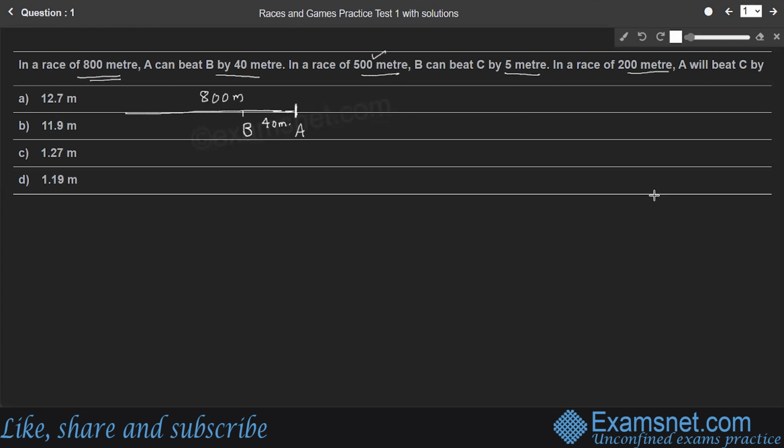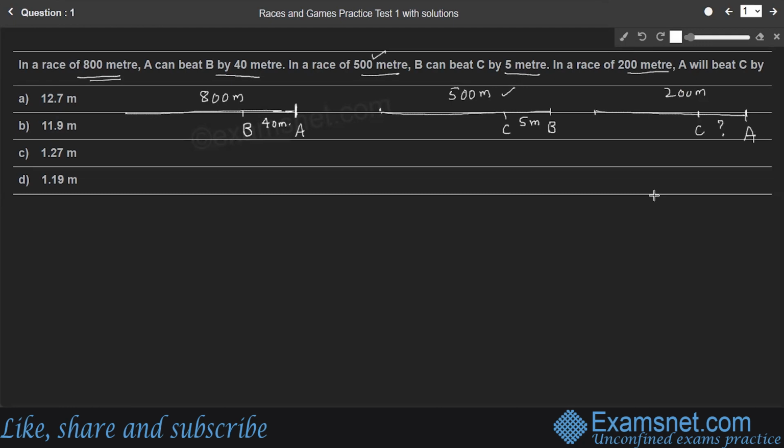And in a race of 500 meter, we'll consider a 500 meter race. In that race, B can beat C by 5 meter. So if B reaches the destination, B beats C by 5 meter. So the distance between B and C will be 5 meter in a race of 500 meter, right? Therefore, in a race of 200 meters, A will beat C by how many meters, if A reaches the destination? That we need to find, right?